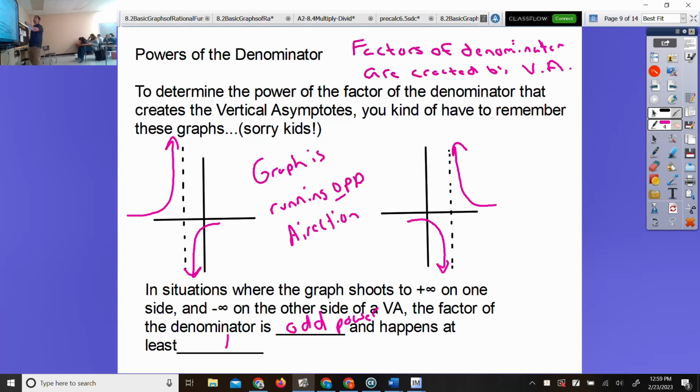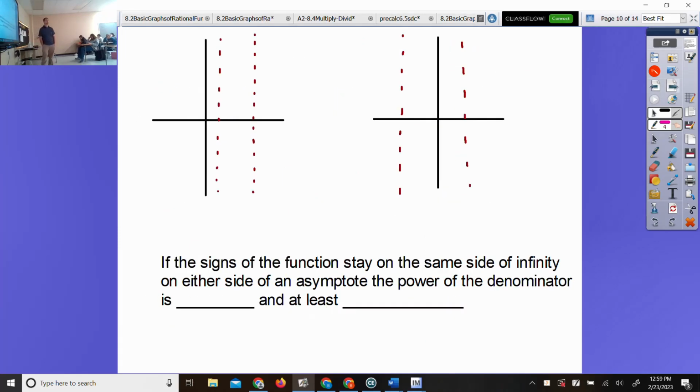So the next page is going to talk about what happens when the graph behaves the same on both sides of the asymptote. That side rises to infinity. That side rises to infinity. Or vice versa, that side falls to infinity, as does the other side. So the behavior near the asymptotes is the same. On the right it's high, on the left it's high. Or on the right it's low, on the left it's low.